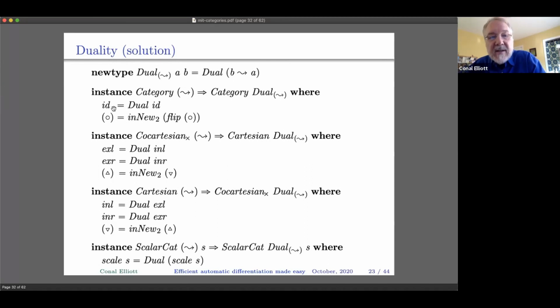And if you look at it, you'll see all it does is identity goes to identity, compositions get flipped. So it's the dual composition of the opposite category. The projections and injections trade places. So you see the projections become injections, injections become projections, fork becomes join, join becomes fork, and scale becomes itself. A way to think about this definition in terms of conventional linear algebra is this is matrix transposition.